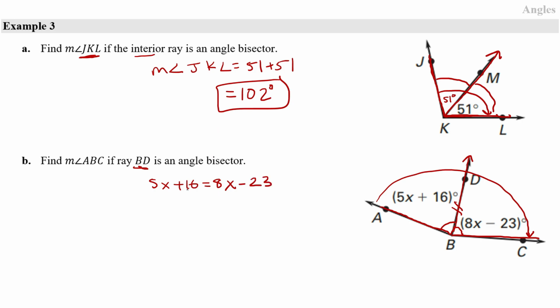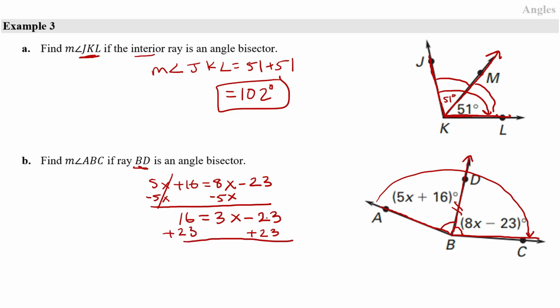And then I can do my algebra. I'm going to subtract 5x. It's going to cancel, and I'm going to get 16. 8x minus 5x is 3x. Bring down the 23. Now I can get rid of that 23 by adding 23 to both sides. This will cancel. 16 plus 23 would be 39, and I get 39 equals 3x. Then I can divide both sides by 3, and this will cancel, and I get x equals 39 divided by 3, which is 13.